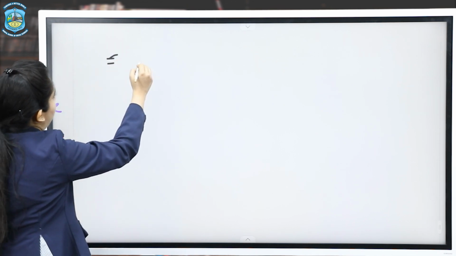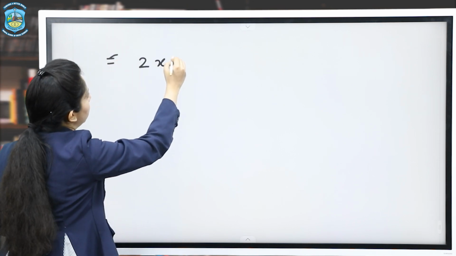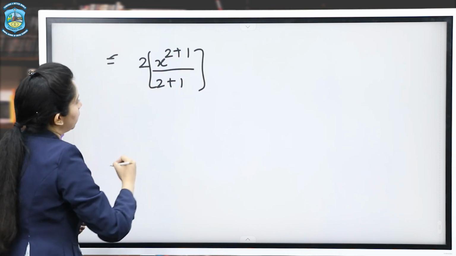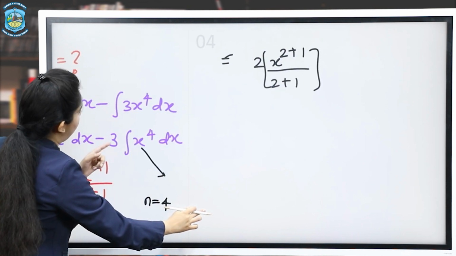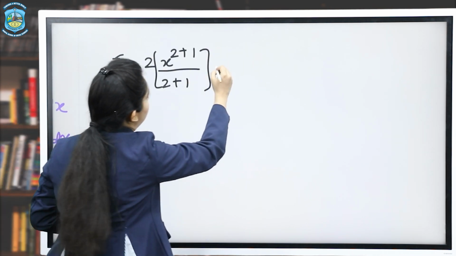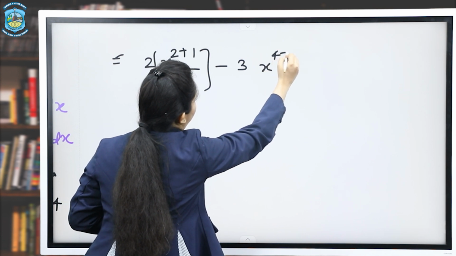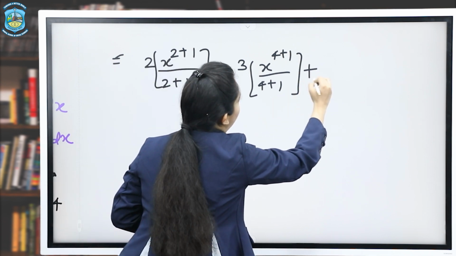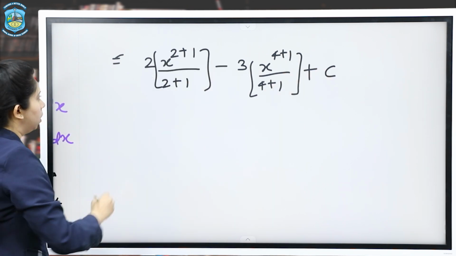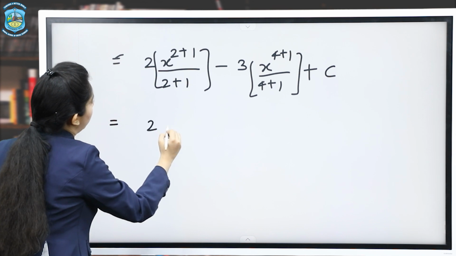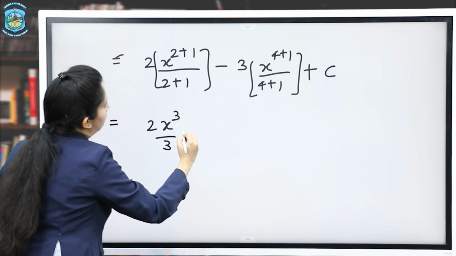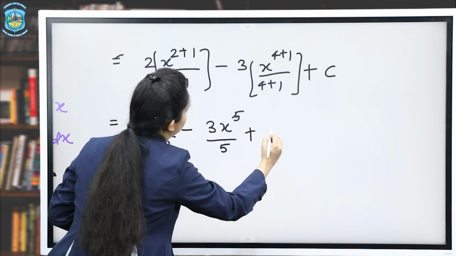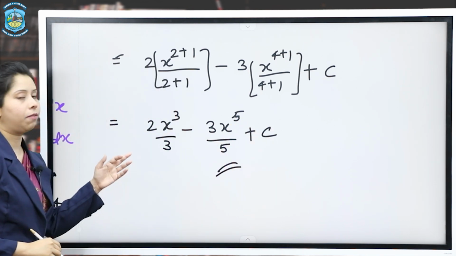So here we will get, 2x square was the function, so that will become 2 times x raised to the power 2 plus 1 divided by 2 plus 1. Then we had minus 3x raised to the power 4 dx, so minus 3 times x raised to the power 4 plus 1 divided by 4 plus 1. Plus we will have to add the constant of integration. So the final value will be 2x cube divided by 3 minus 3x raised to the power 5 divided by 5 plus the constant of integration. So this is the value of the integral.